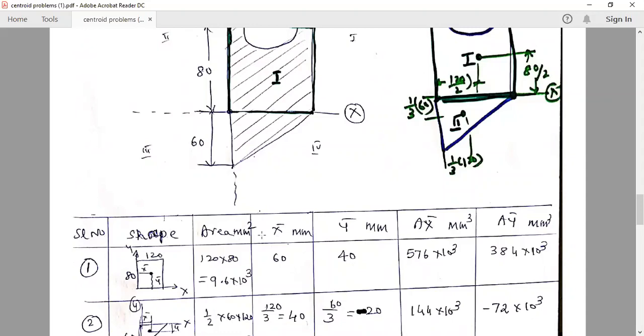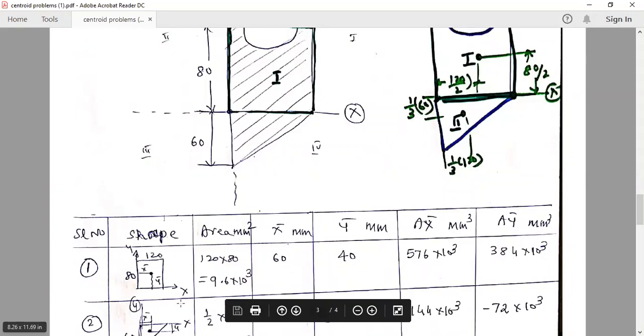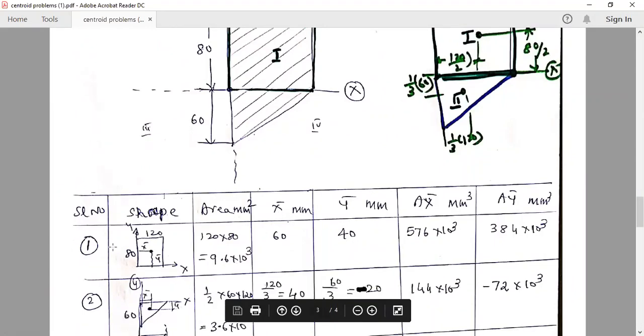1, 2, 3, 4, 5, 6, 7 columns are required. Okay, 7 columns. Area of the first rectangle is 80 into 120, so 9.6 into 10 cube millimeter square. Then X bar and Y bar of this rectangle with reference to the selected axis.